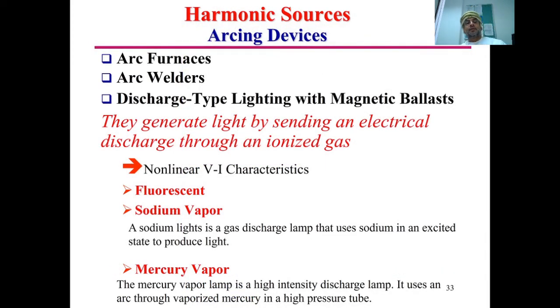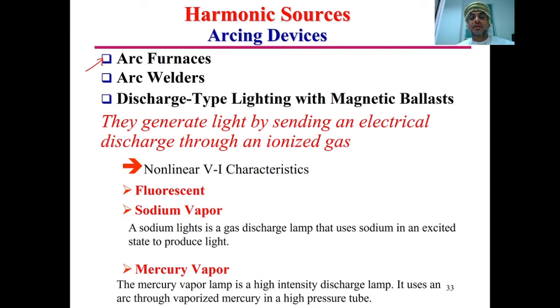We said that we also have arcing devices that will cause harmonics, and those arcing devices can be in several places. It can be in an arc furnace. So what is the use of the arc furnace? Arc furnaces are used in the steel industry to melt the steel. An arc welder is used to weld the steel. So all of them are based on arc.